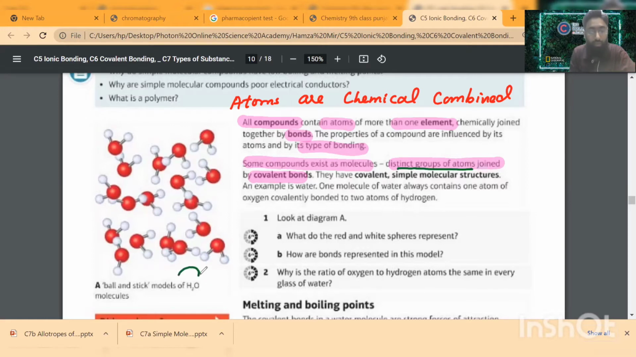For example, H2O, you see this is a molecule of water. It has a distinct group of atoms: one is oxygen and two is hydrogen. Clear-cut, distinct group of atoms. Two hydrogen, one oxygen. When distinct groups of atoms are joined by covalent bonding, we get molecules, as you are quite familiar with what covalent bonding actually is.